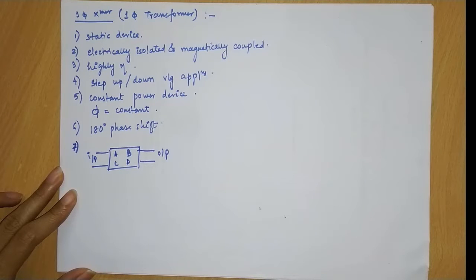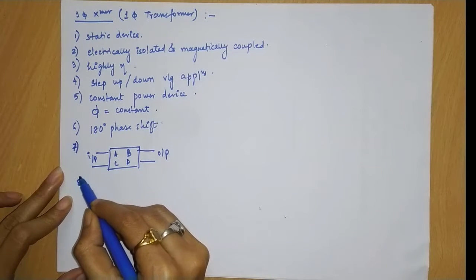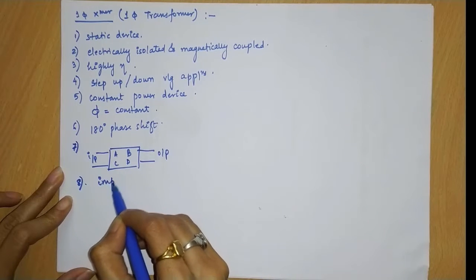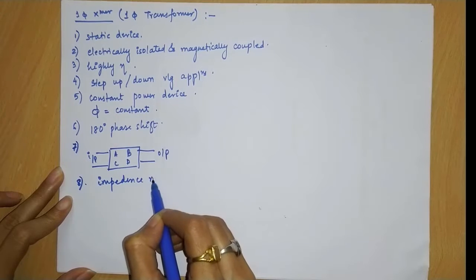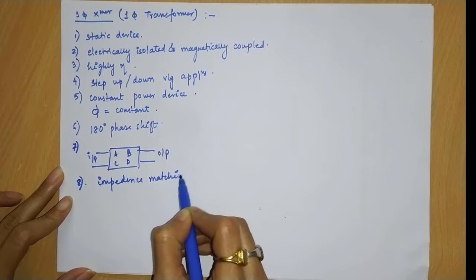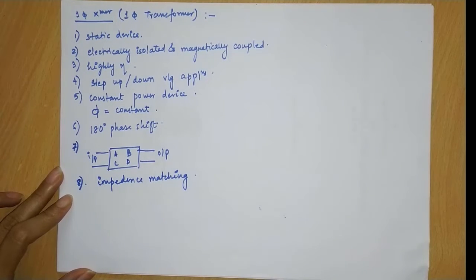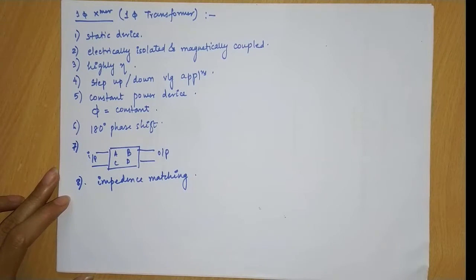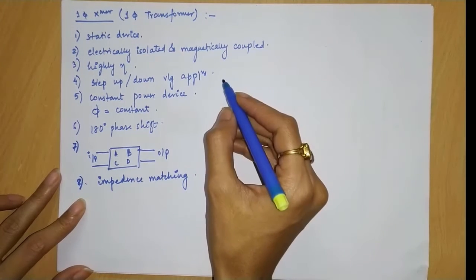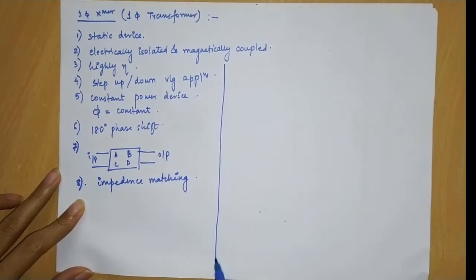Transformer is also used for impedance matching purpose. Next, it is also used for the measurement of voltage and the currents, that is potential transformer and current transformers. Next, we look at the operating principles of transformer.